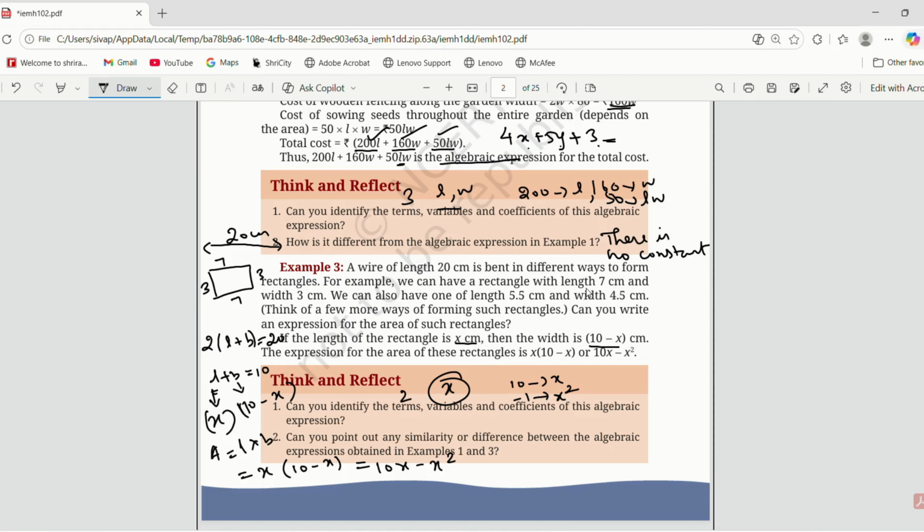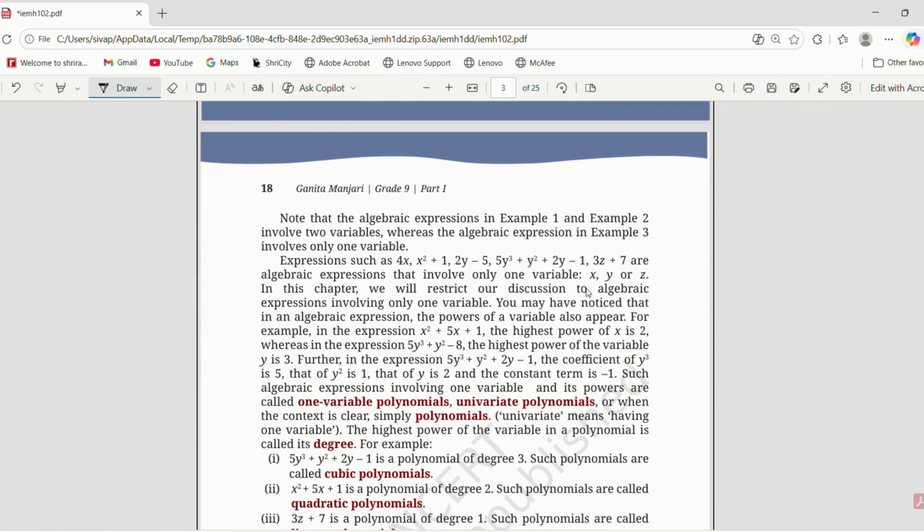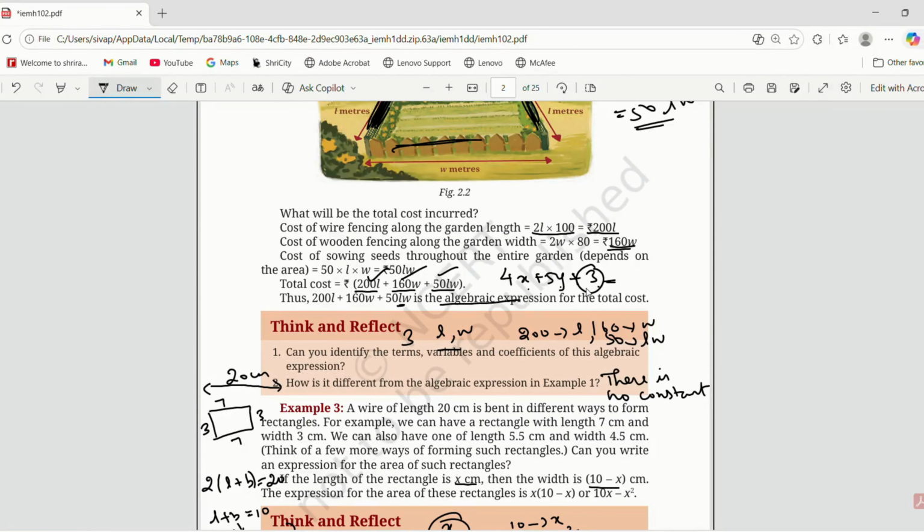Another major difference is that there is no constant term when we compare the equation in example 1 and the one in example 3. There is no constant term here. So, note that the algebraic expressions in examples 1 and 2 involve two variables, x and y, and L and W, whereas the algebraic expression in example 3 has only one variable, that is x.